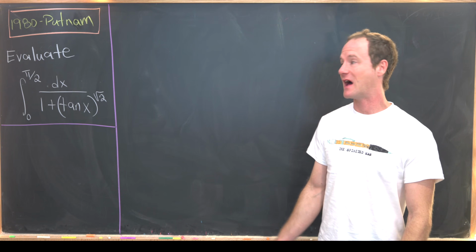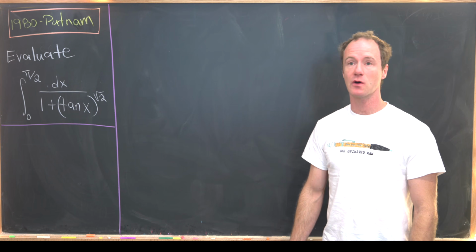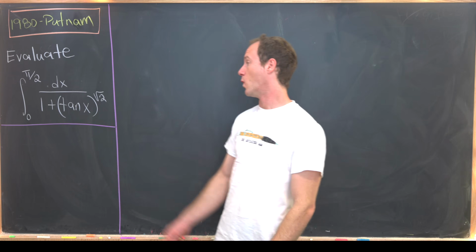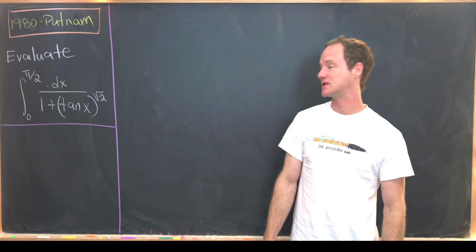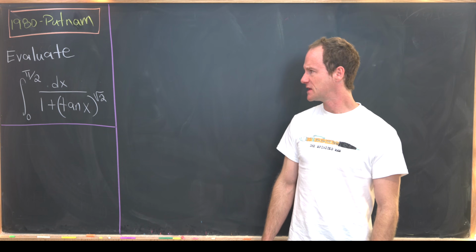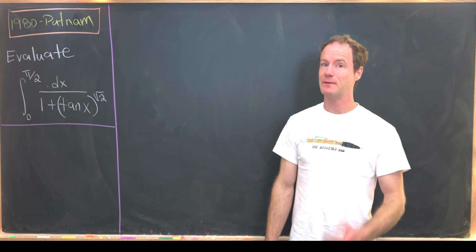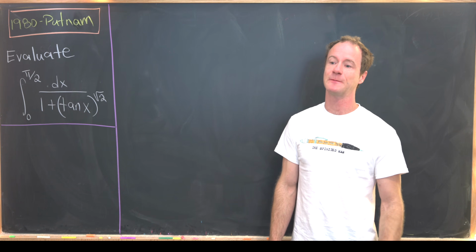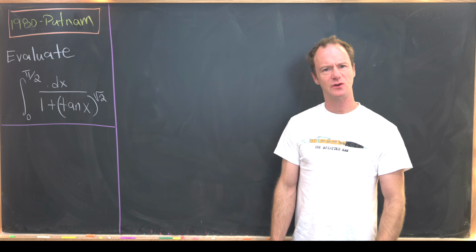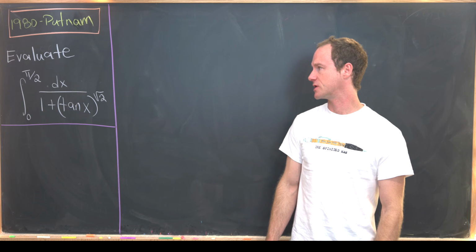We want to find the value of the integral from 0 to pi over 2 of 1 over 1 plus tangent of x to the square root of 2. Okay, so let's look at this and really keep in mind that there's probably a trick. And like I said before, it might involve symmetry. So how could we let it involve symmetry?